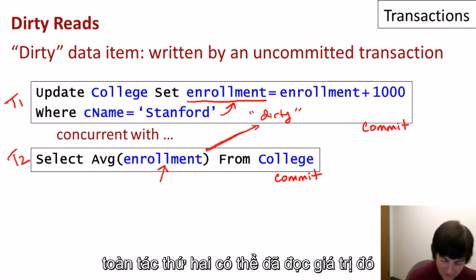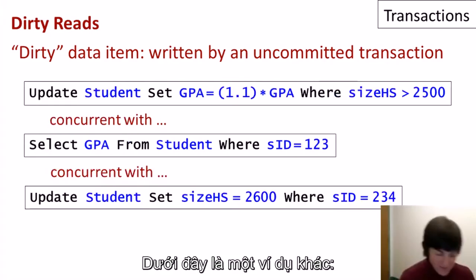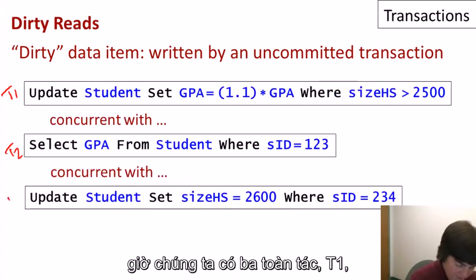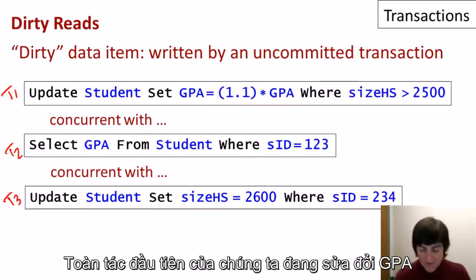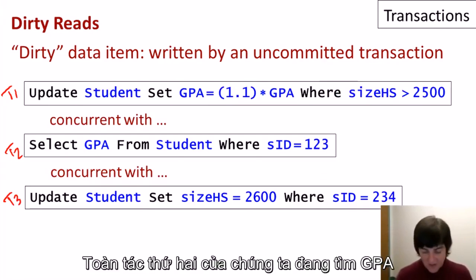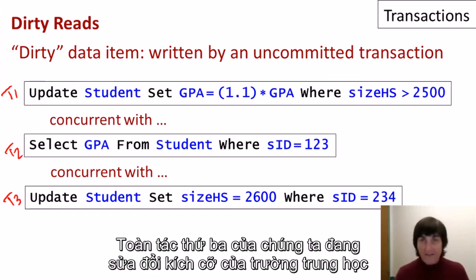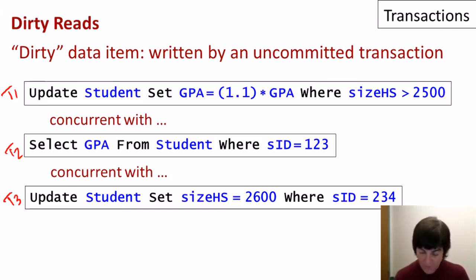Meanwhile, however, the second transaction may have read that value before it was undone. Here's another example. Now we have 3 transactions, T1, T2, T3. Our first transaction is modifying the GPA of students whose high school size is sufficiently large. Our second transaction is finding the GPA of student number 1, 2, 3. And our third transaction is modifying the high school size of student 2, 3, 4.